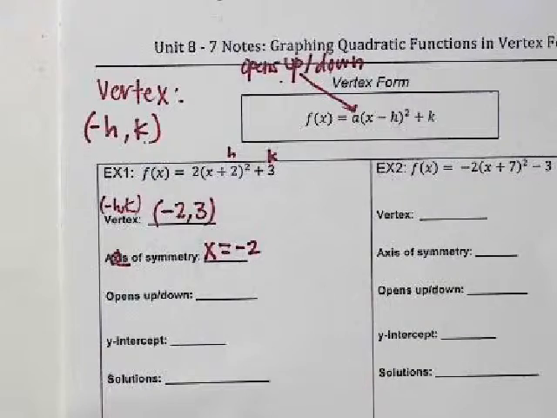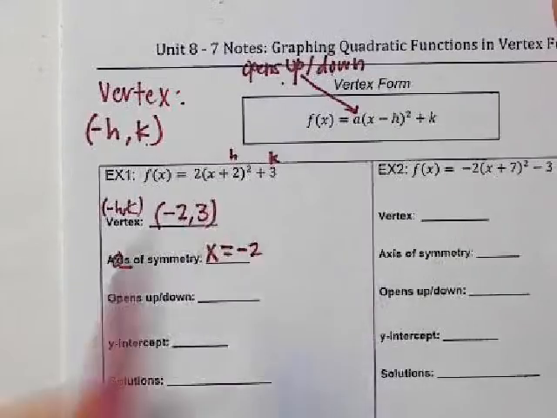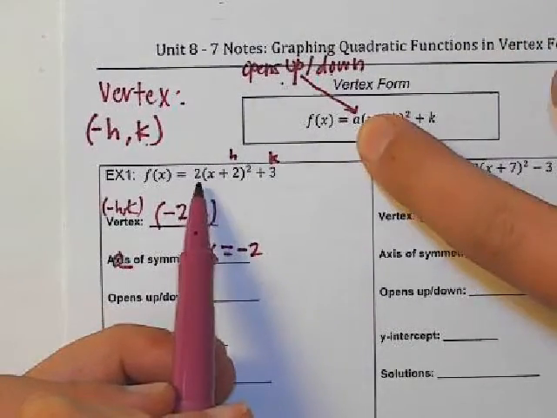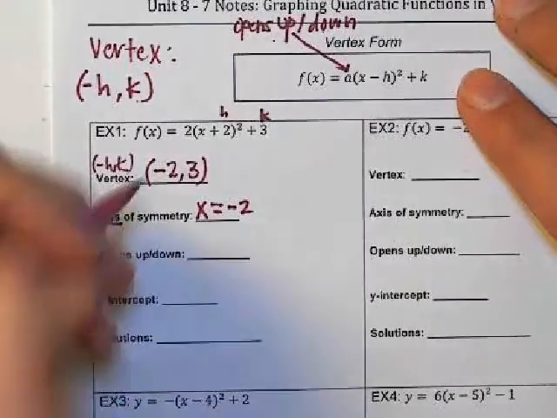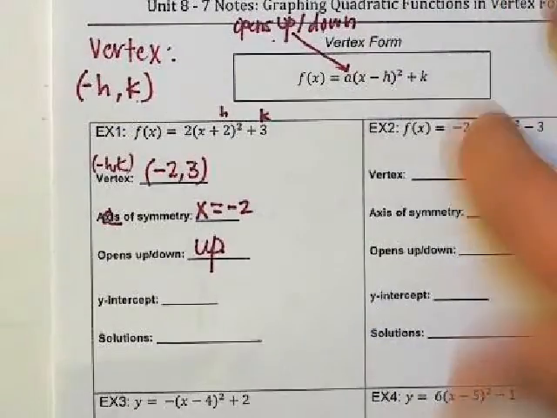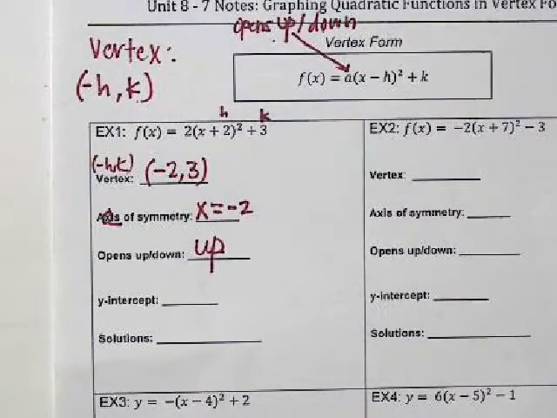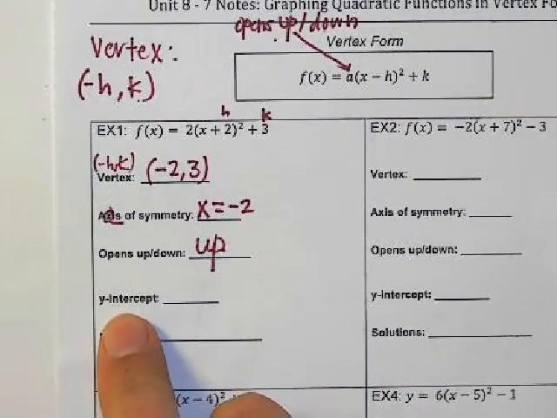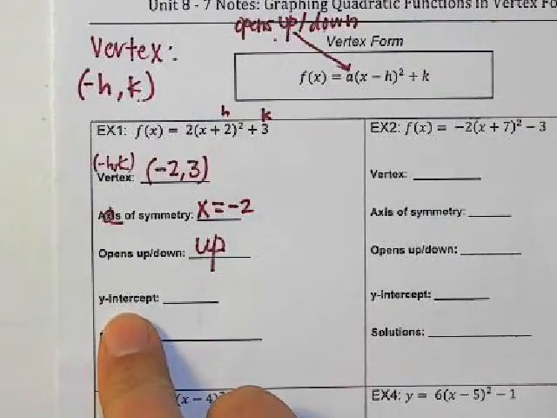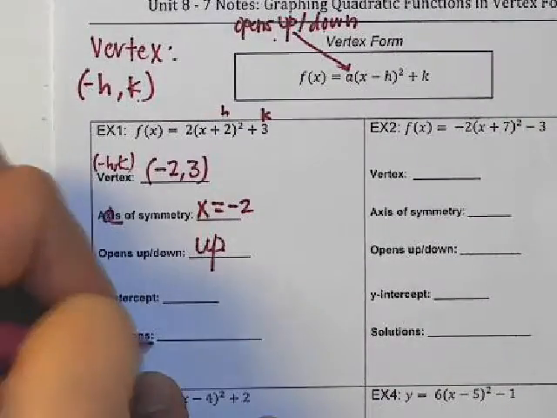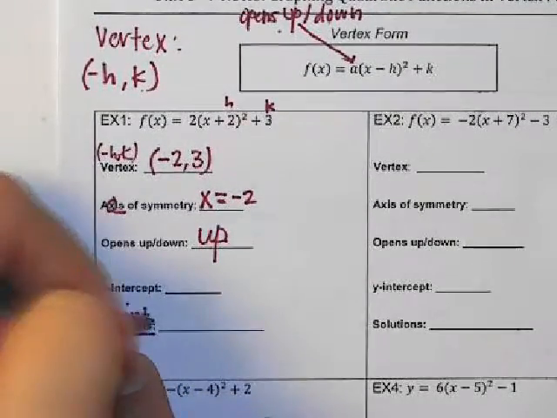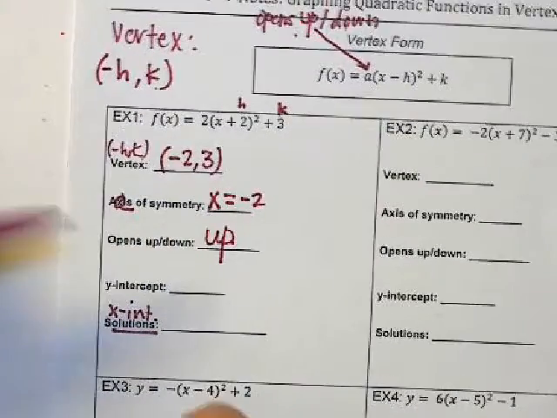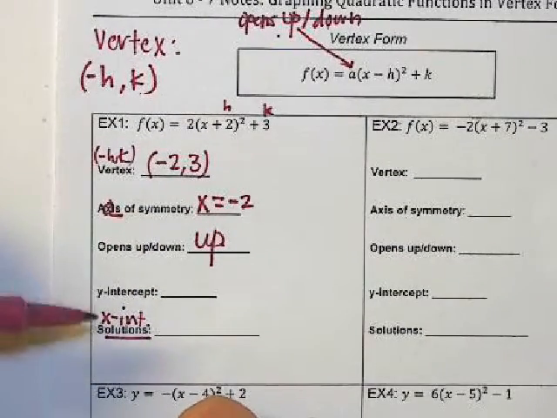Looking at this equation, is this going to open up or down? How do you know? The a, the 2, is a positive 2, so that means that it's going to open up. My arrows are going to go upwards towards the positive numbers on the graph. Okay, we all know what the y-intercept is, right? Where it crosses the y-axis. What does solutions mean? X-intercept. Okay, so we can answer most of these questions without a calculator, but we are going to use the calculator to find the x and y-intercept.